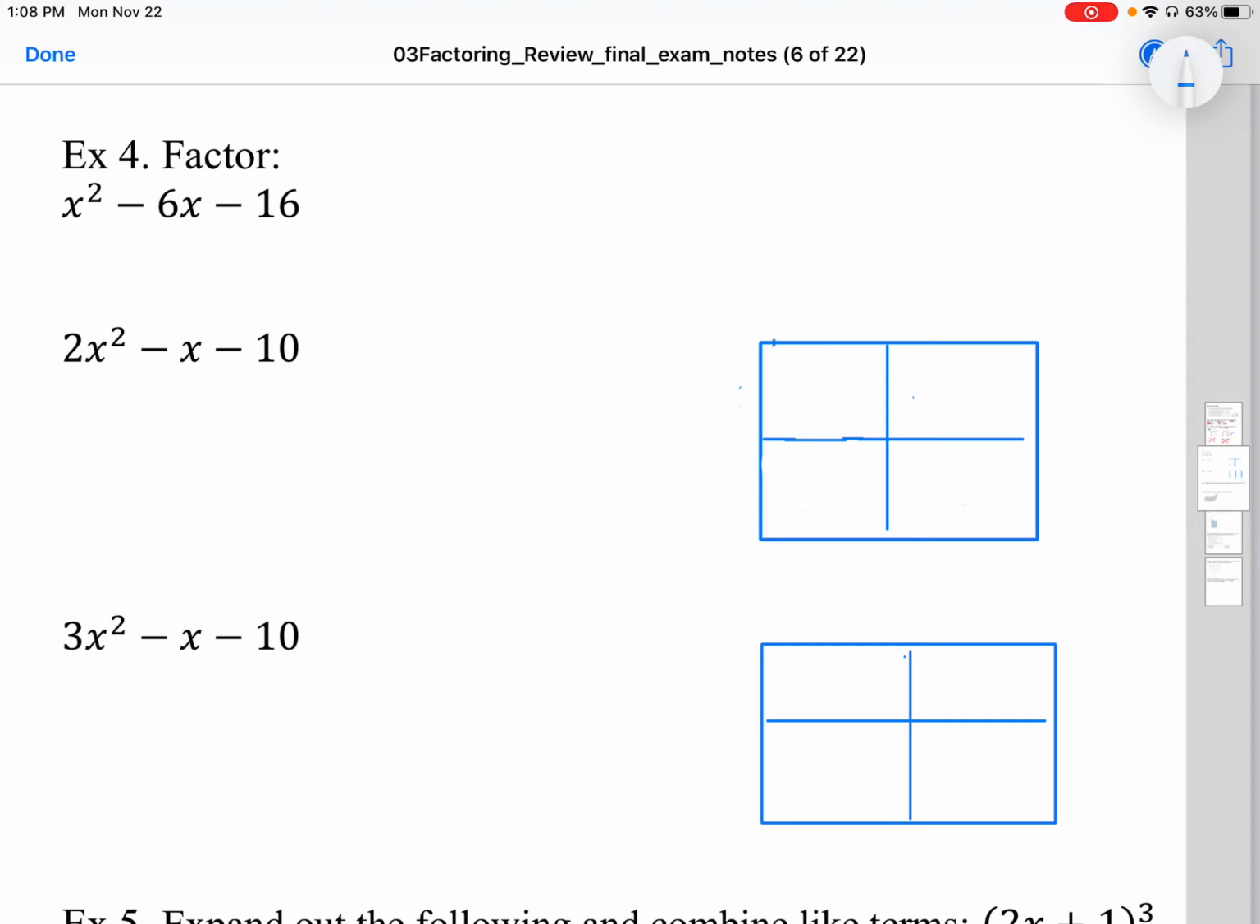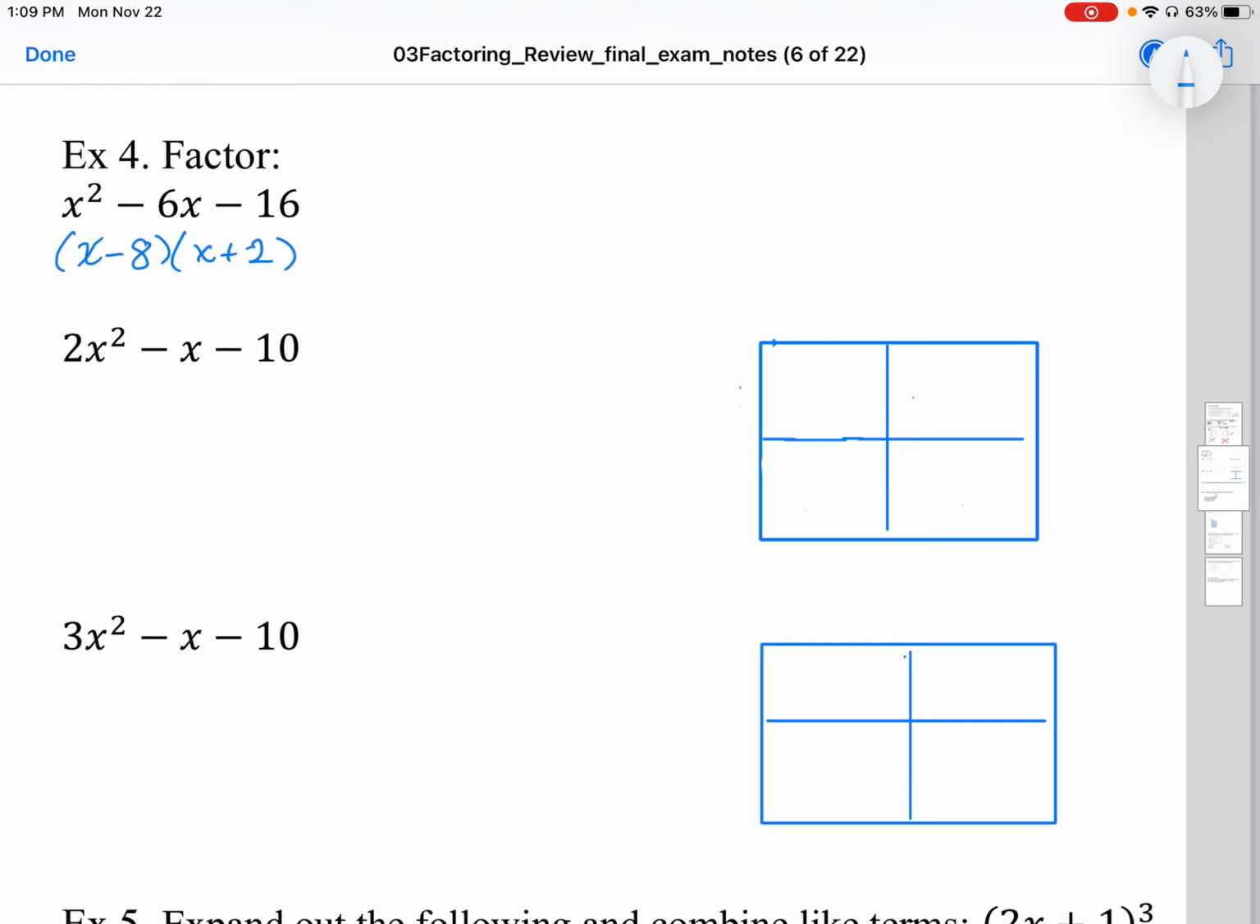So we want to look at the factors of negative 16. 2 times 8 seems to fit. So then I can write it as x minus 8, x plus 2. Okay, and we can always check this by expanding this out. We want to FOIL this out.